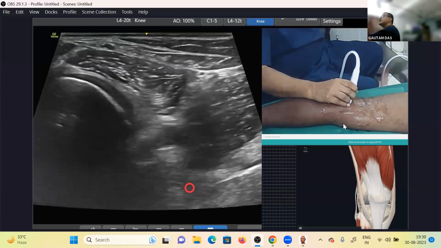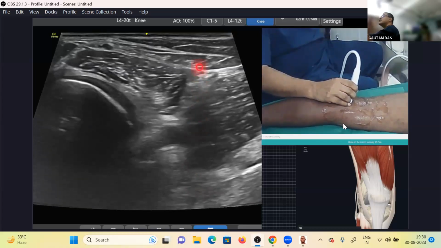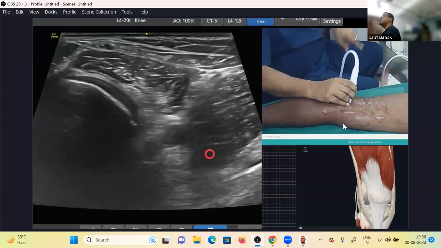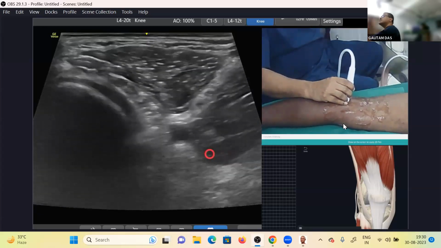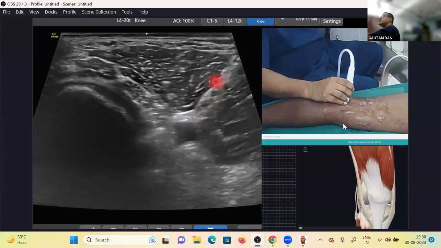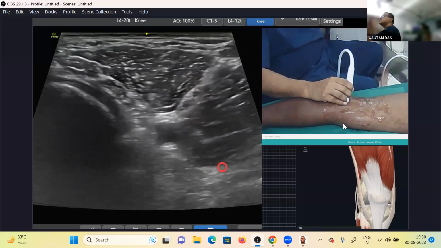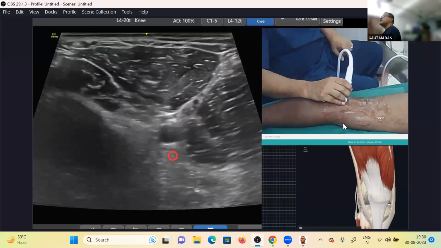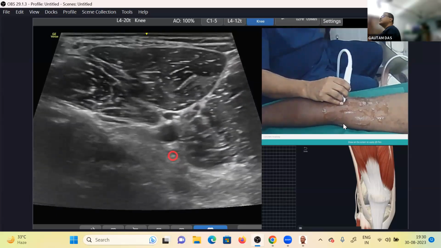And one nerve is going, that is your medial. This nerve is your medial supracutaneous, and tibial nerve is dipping down here. See, tibial nerve is dipping down here, and it is coming superficial to the popliteal. So this was your medial supracutaneous. This is your tibial nerve, dipping down.